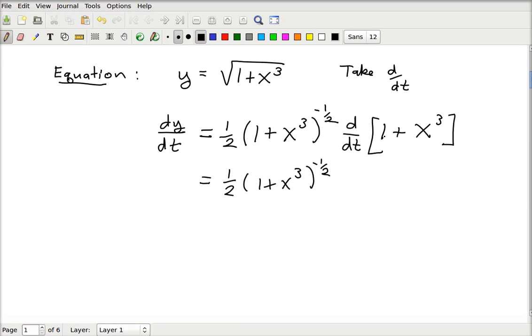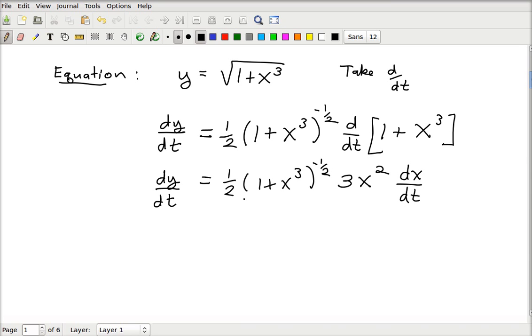And now the derivative of a number is always 0, right? And when you take the derivative of this part, 3 comes down and becomes a square. And now by the chain rule, I owe dx/dt, and that's because we're taking the derivative with respect to t instead of x. And that's where the buck stops. So what's on the left here is dy/dt.